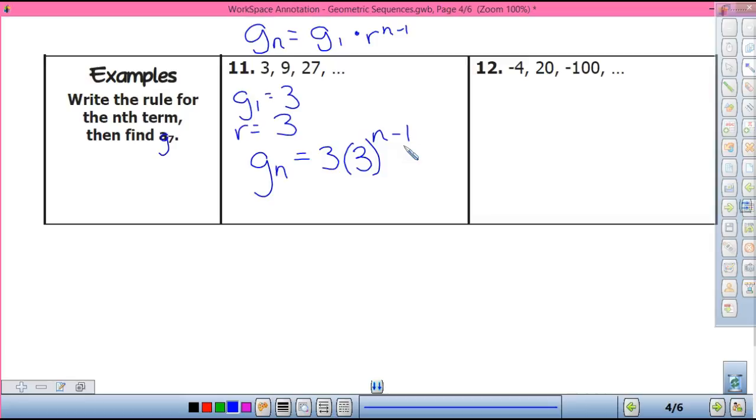Now, they want us to find G sub 7, or the 7th term, right? So what am I putting in for n? Putting in 7 for n, so what's my exponent going to be? 6, because I always have to subtract 1, right? So 3 times 3 to the 6th power. Remember, you have to do 3 to the 6th power first, and then multiply by 3. 2,187. So you guys got it? Yep. All right.